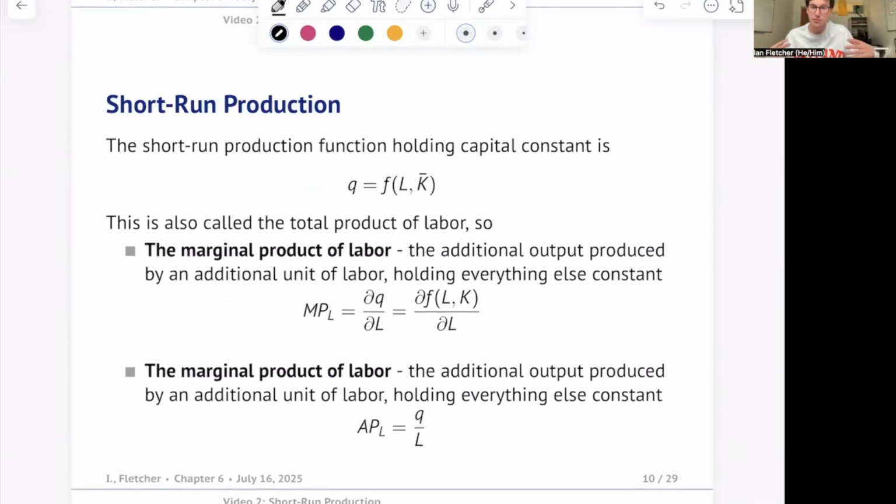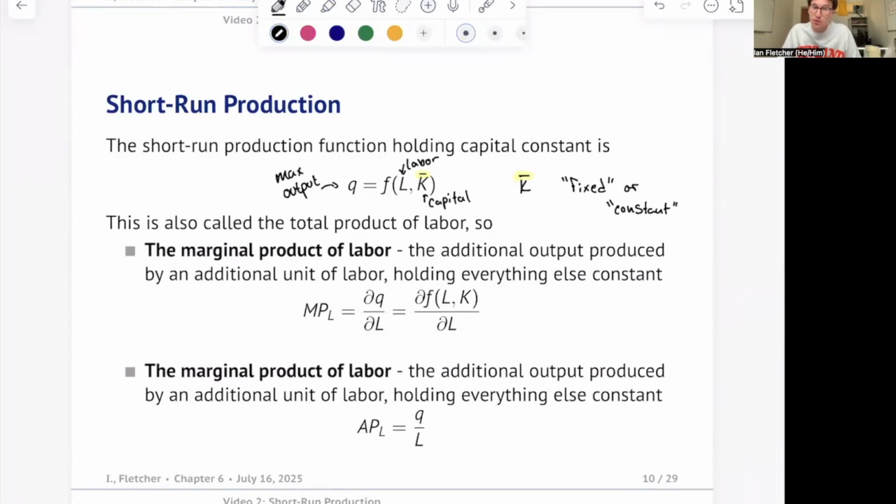Holding capital constant, our production function then becomes a function of labor and fixed capital. So remember, this is labor, this is capital, this is our maximum output, and this bar above the K, right? This bar just means fixed or constant. It's not another variable. It's nothing like that. It's not a different variable. It just means that K is going to take some value and it's always going to be that value. That value is not going to change.